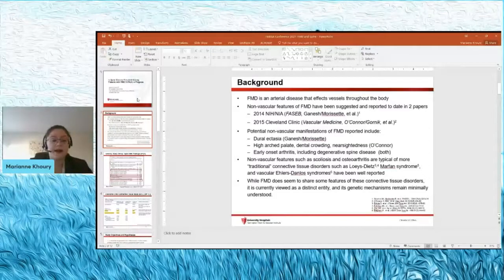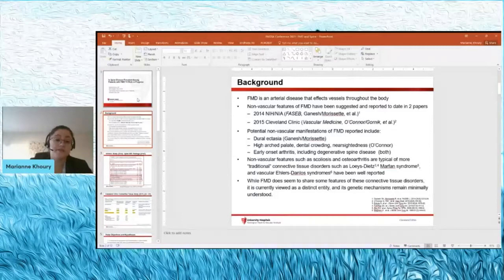And I'll go a little bit more into depth about what were the non-vascular features that were suggested to be associated. Mainly, we saw that dural ectasia was one, which is basically a ballooning of the spinal sac surrounding the spinal cord, and some high arched palate, dental crowding, nearsightedness, and some arthritis and degenerative spine disease.